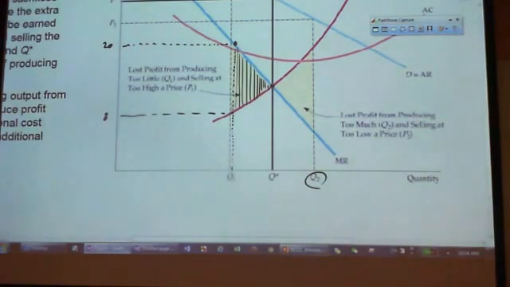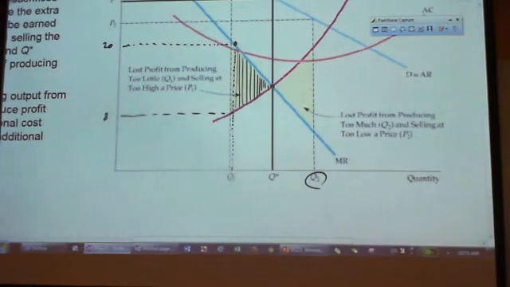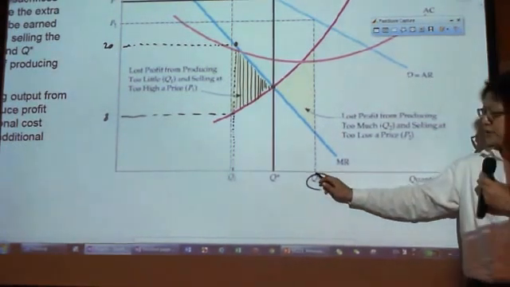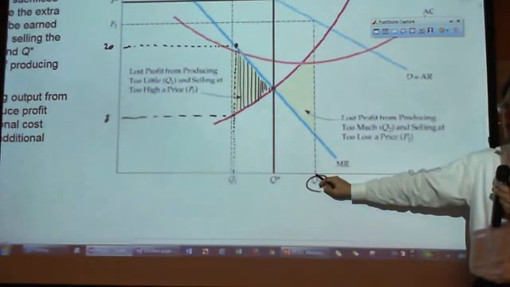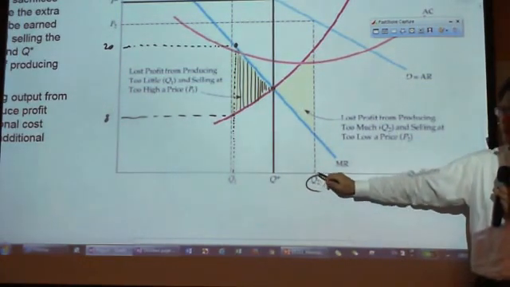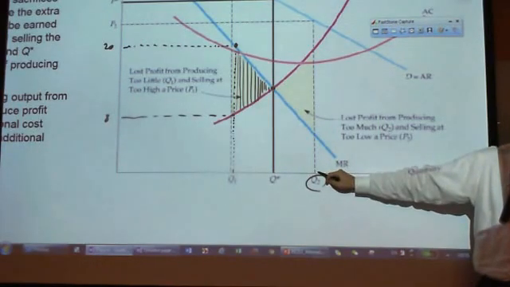Yes, I produce too much. What's wrong with that? Should I produce this unit Q2? Let's say this unit, unit number 200. Should I produce this unit? No, because look at this picture.